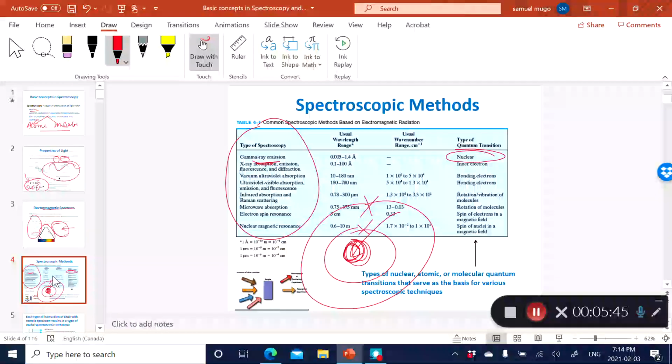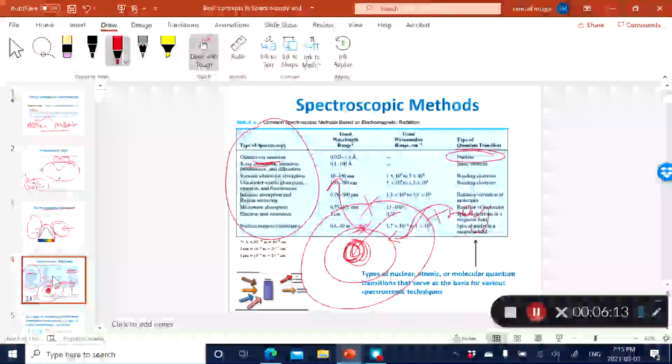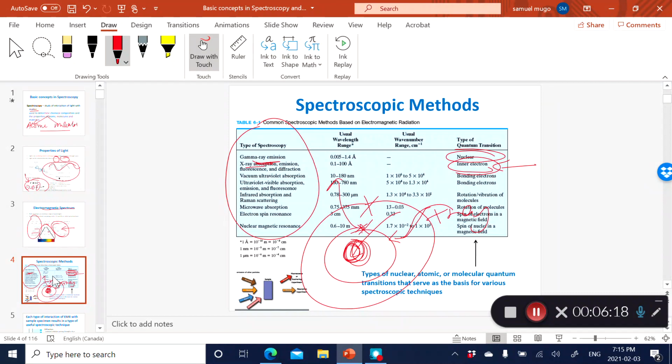Now, on the other hand, if you've got the X-ray, it's going to penetrate and cause the excitation, or even sometimes the complete ionization, of the inner electrons. So take note of that. The X-ray causes the excitation of the inner electrons because it penetrates the outermost electrons and gets to the inner electrons. So the kinds of quantum transitions that will be taking place with the X-ray are of the inner electrons. And as we all know, X-ray is a type of spectroscopy.